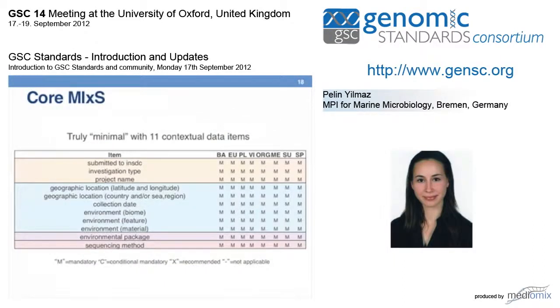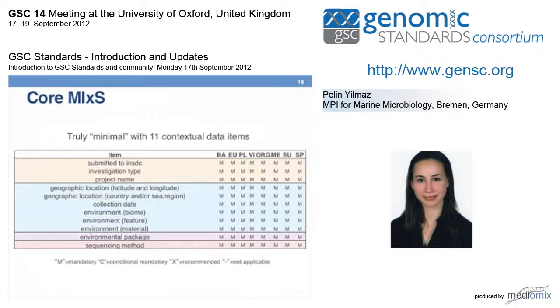So now what I'm going to do is to go through all of the MIxS standards and all of their fields. I always get the criticism that the standards are very, very heavyweight, but that's actually not true. This is the core MIxS. It's only 11 fields. This is not heavyweight at all. So what does core mean? Core means that all of the fields should be mandatory across all of the checklists. So then you get reduced to 11 fields.